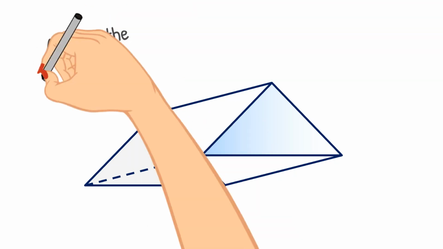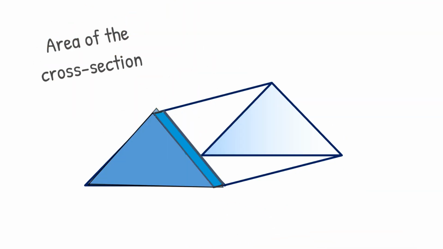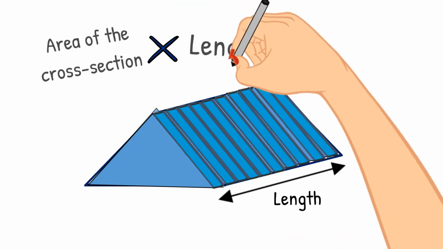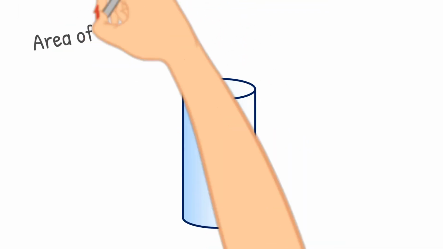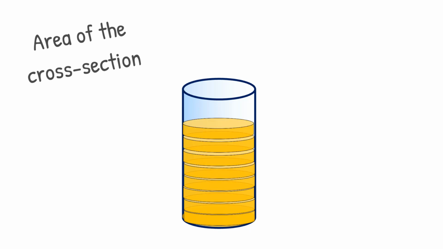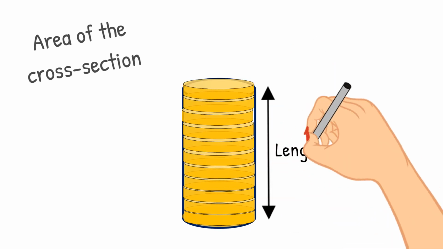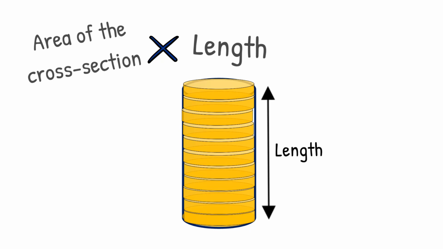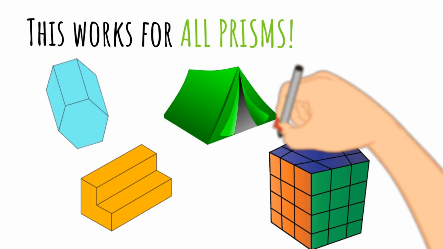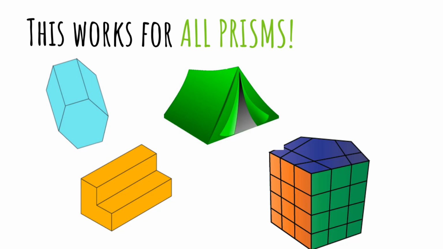We can do the same thing for a triangular prism. Find the area of the cross-section and times it by the length. And we can do the same for a cylinder. Find the area of the cross-section and times it by that length. And this will work for all prisms. It doesn't matter how complicated the cross-section is.